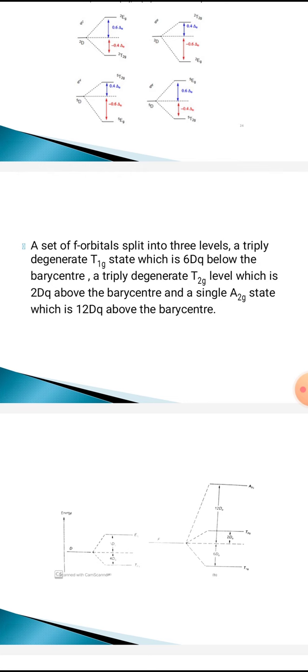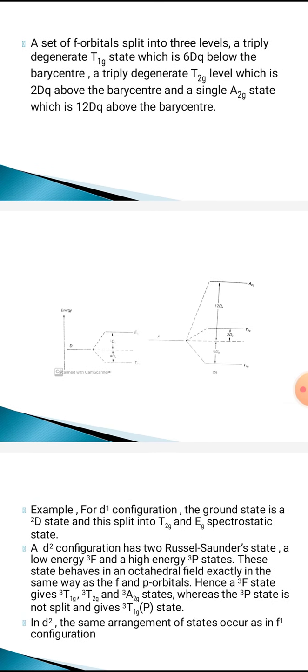When you consider the f orbitals, they split into three levels: a triply degenerate T1g state, which is 6 Dq below the barycenter, a triply degenerate T2g level, which is 2 Dq above the barycenter, and a single A2g state, which is 12 Dq above the barycenter. Here both the d orbital splitting and the f splitting are shown in the diagram.